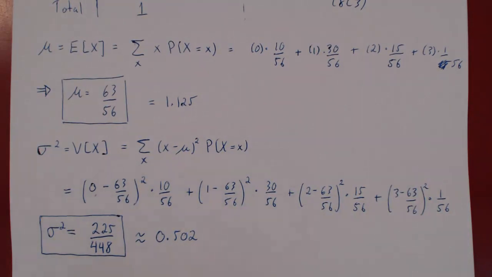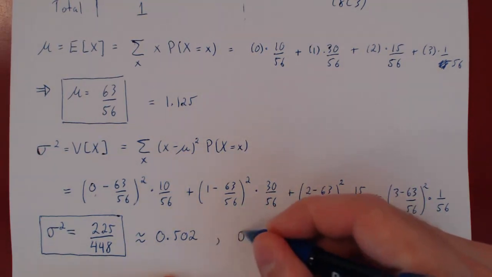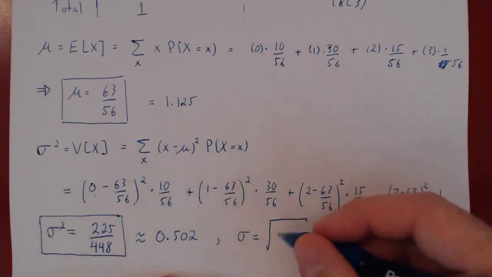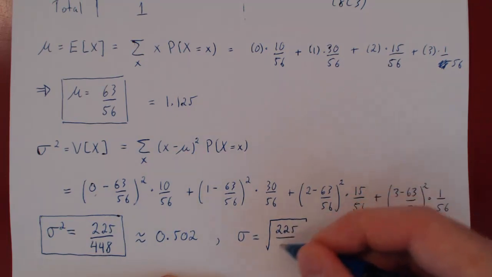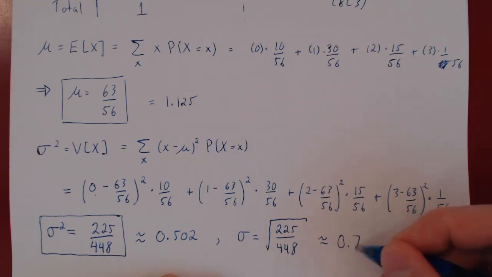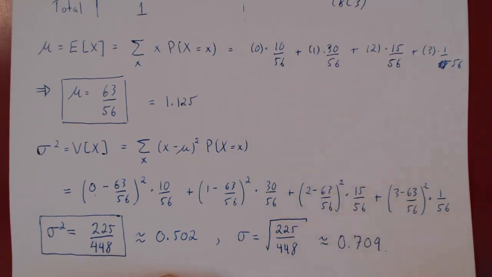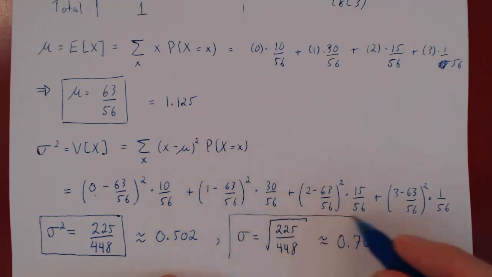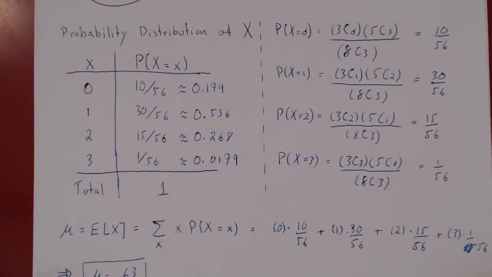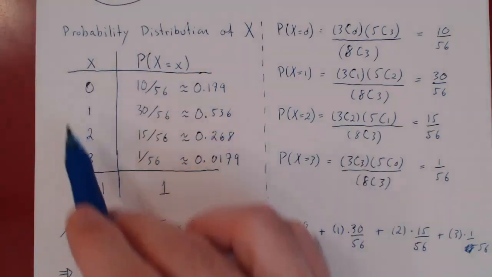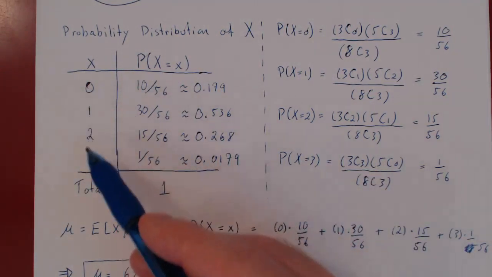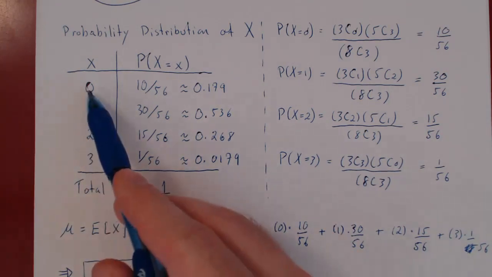And finally, the easiest quantity to compute is the standard deviation. It is simply the root of the variance. The variance is 225 over 448. And if you compute this, you get approximately 0.709. And you have your standard deviation. So you see, it's very easy to find the mean, variance, and deviation once you build your probability distribution table, which is an assignment of probability to each possible value that your random variable can take.